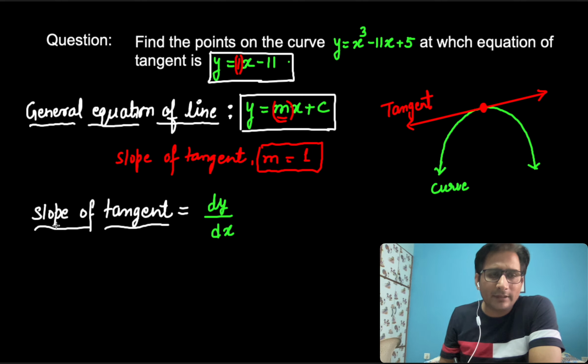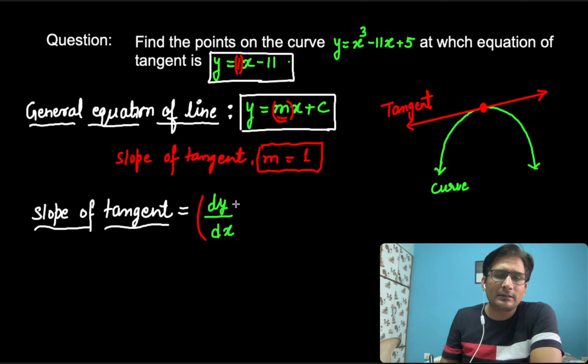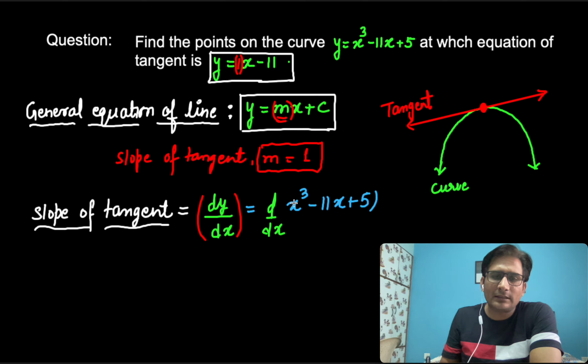Now, the second thing is that we can also find the slope of the tangent. We know the slope of the tangent is dy by dx. So, we can also find the slope of the tangent by using the equation of the curve. So, it is dy by dx. What is y? It is given in this question as x cube minus 11x plus 5. So, y is given as this.